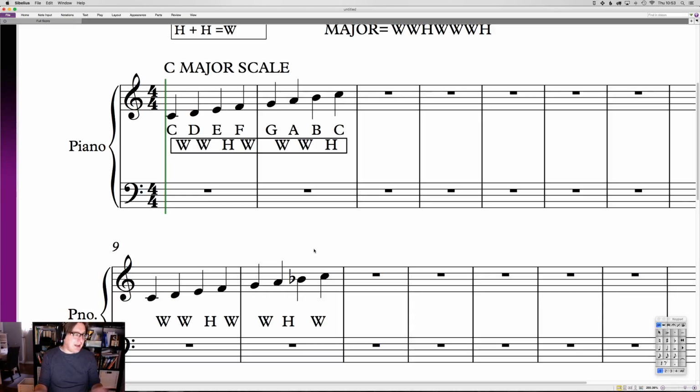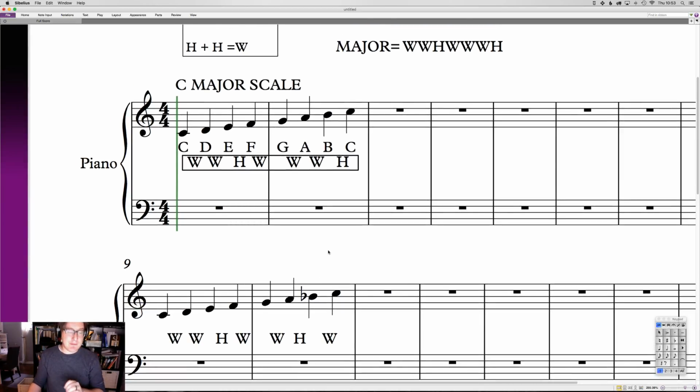It doesn't sound bad. You could do a nice song based on that. But it doesn't sound as major. For example, if I did Twinkle, Twinkle, Little Star, and I made every B a B flat, this is what it would sound like. So far, so good.